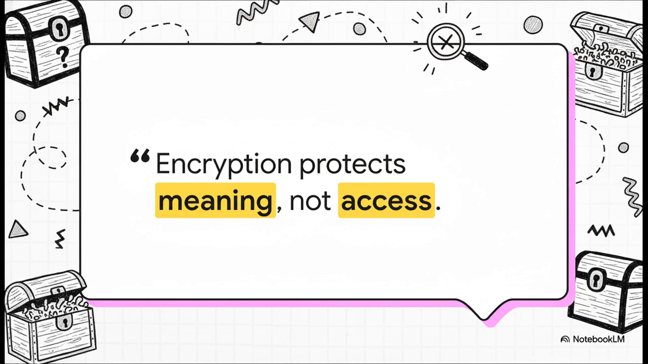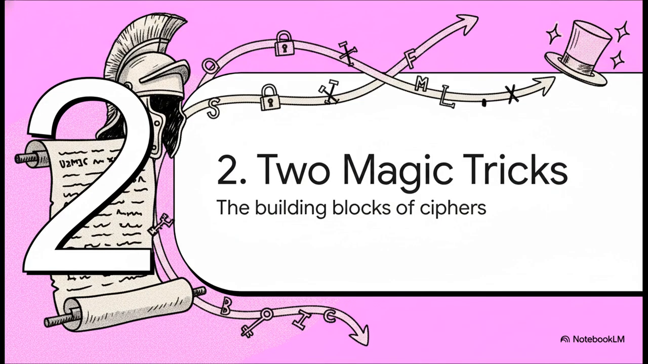Get this, encryption doesn't actually stop someone from grabbing your data. No way. What it does is make that data completely meaningless to them. So yeah, they might have the locked box, but without the key, it's just a box of gibberish. It's all about protecting the meaning, not stopping someone from getting their hands on the scrambled mess. So the big question is, how do we actually make that locked box? Well, that's what Section 2 is all about.